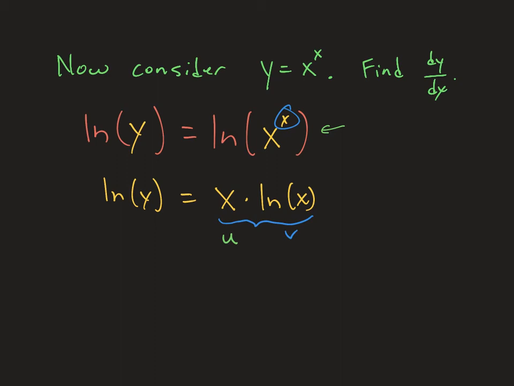Remember, the derivative of the natural log of y is 1 over y times the dy over dx due to the chain rule. The product rule for this problem is going to look like this. It's going to be u times v prime, which is 1 over x, plus v, which is the natural log of x, times u prime, which is 1.